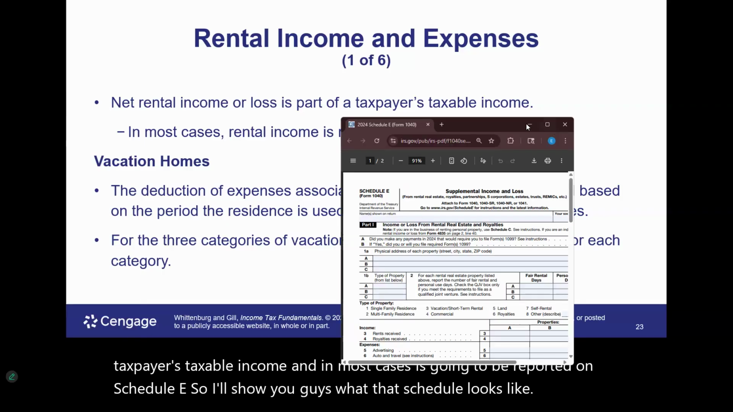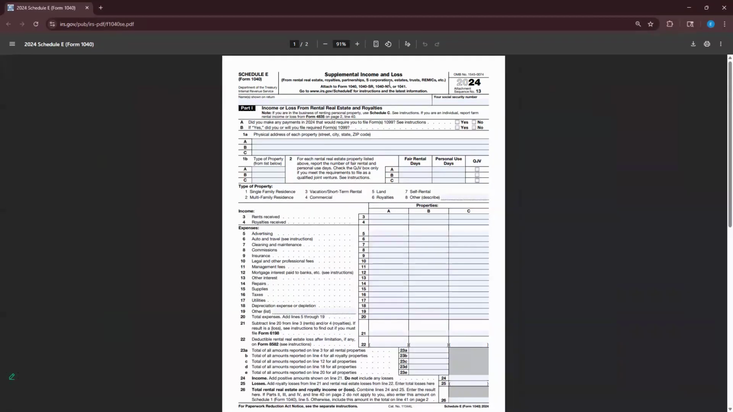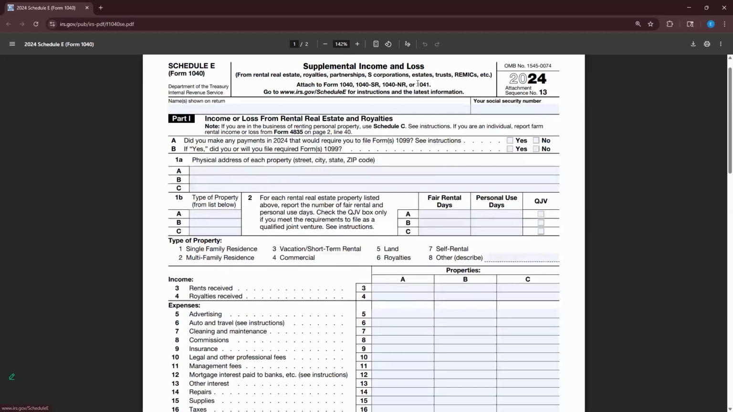And this is essentially Schedule E. Schedule E is for supplemental income and loss. As we see, it's from rental real estate, royalties, partnerships, S corporations, estates, trusts, REMICs, etc. This is also attached to Form 1040, 1040-SR if they are a senior, 1040-NR for non-resident, or 1041, which is for a trust. So it has your name, and the income or loss from rental real estate and royalties.